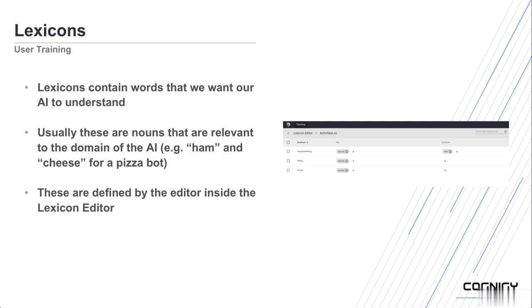Lexicons contain words that we want our AI to understand. Usually these are nouns that are relevant to the domain of the AI, such as ham and cheese for a pizza bot. These are defined by the editor inside the lexicon editor.